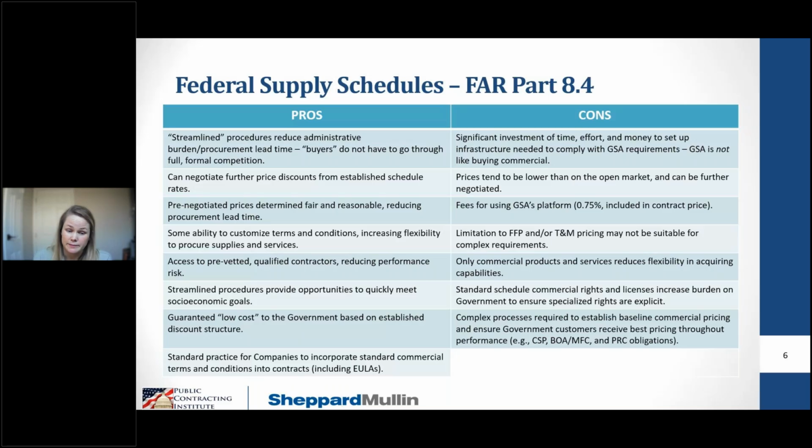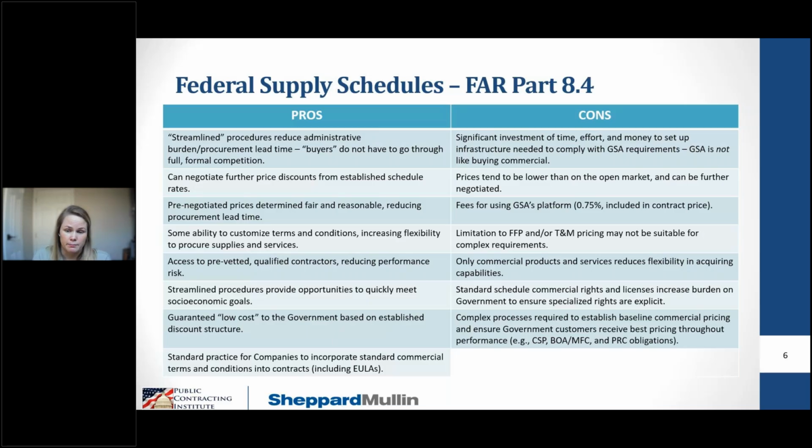A pro for the government: not only are prices typically lower than if procured through standard competition, but there's also room for government customers to further negotiate those prices. In fact, there's a contractual discount structure which guarantees the government keeps the lowest and/or best price throughout performance. There's some ability to customize your terms and conditions, allowing commercial contractors to incorporate their standard commercial terms and conditions, like their EULAs as well.